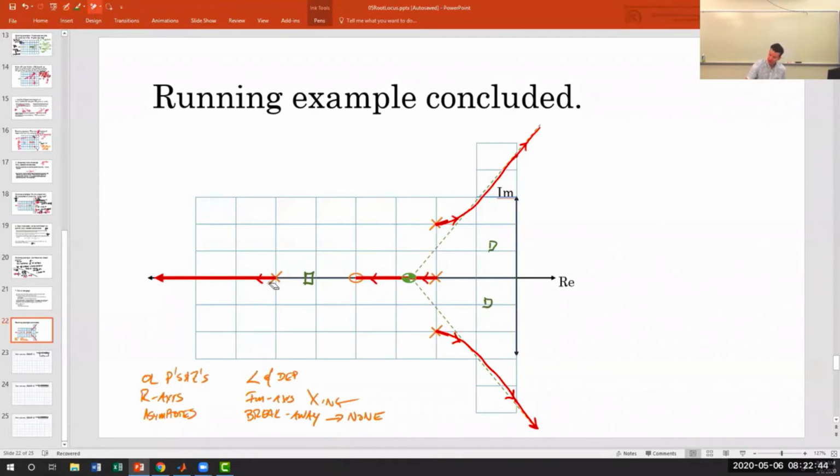So I think that a lot of attention is paid to the branches, as they should be. But what's actually sometimes more important is where the branches are not. And it tells you where you can't have closed loop poles.